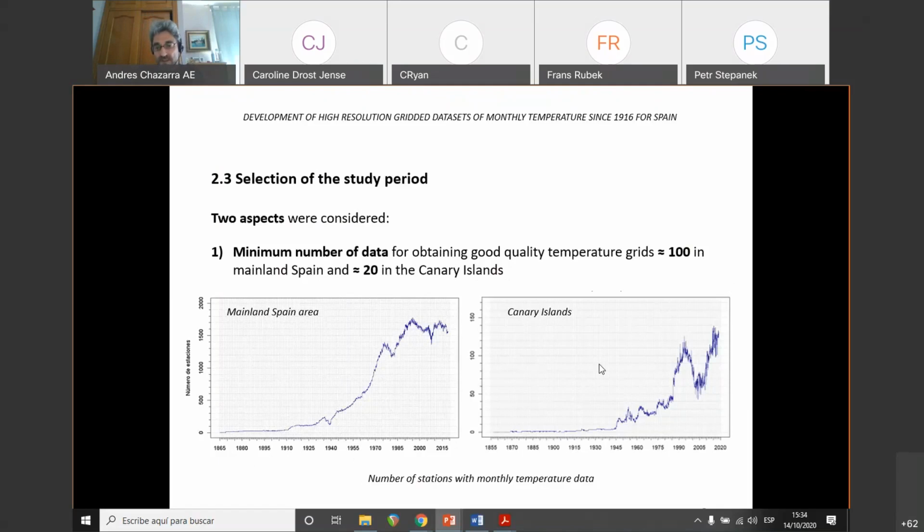In the case of the Canary Islands, on the graph on the right, we see that we have less than 10 stations up until 1945, and only after 1961 we have more than 20 stations. So here this area is more tricky for spatial interpolation.